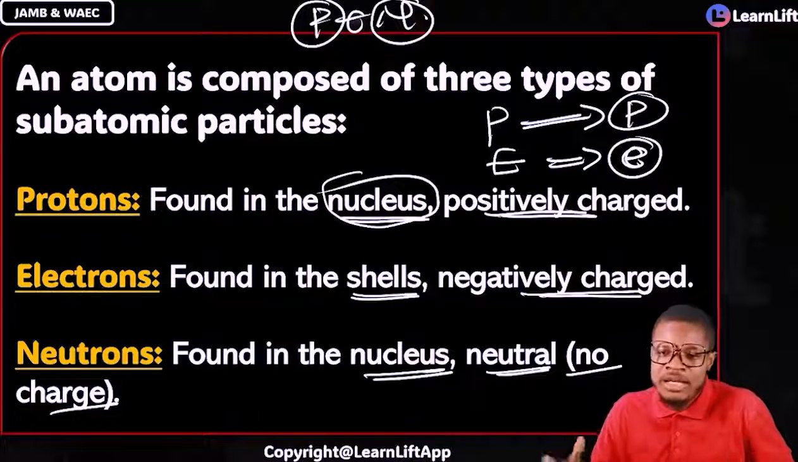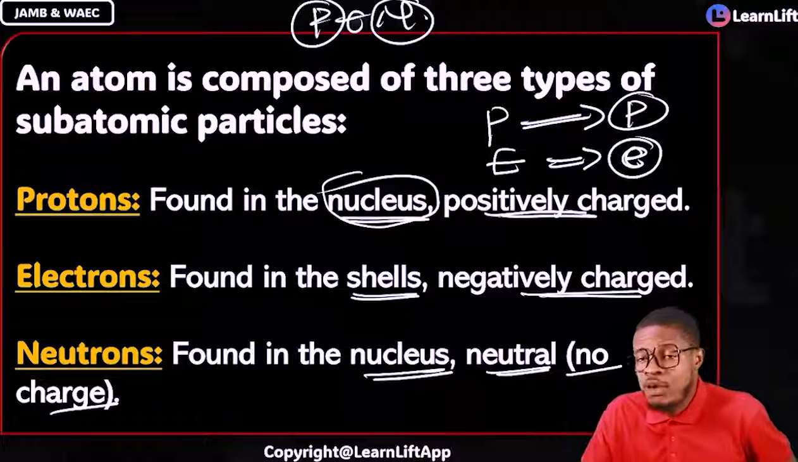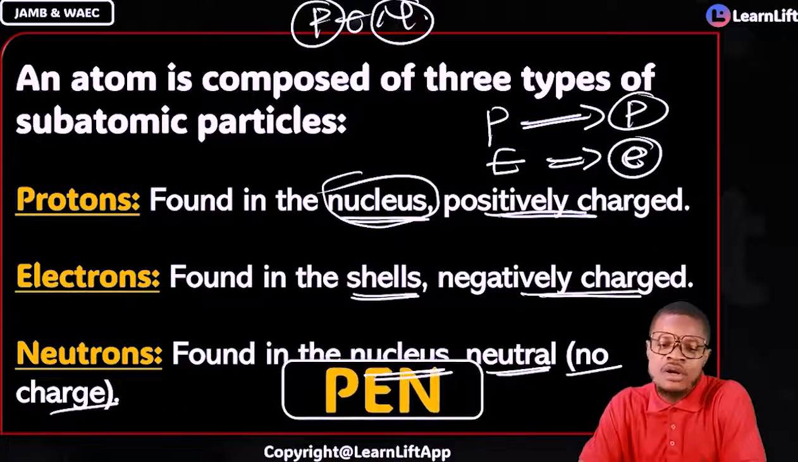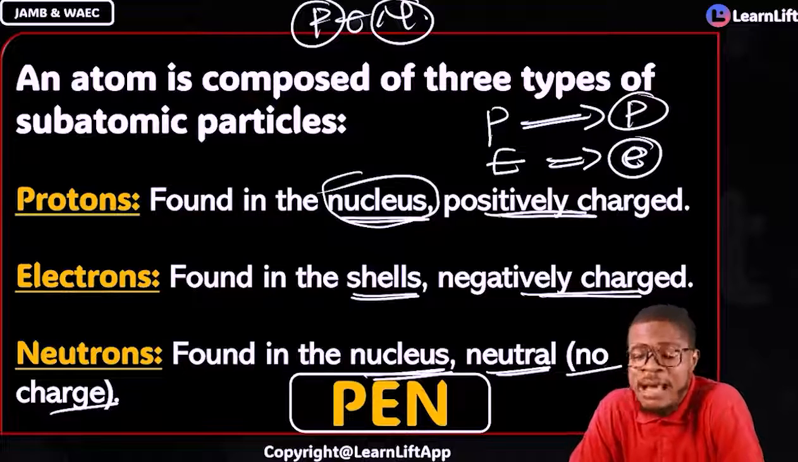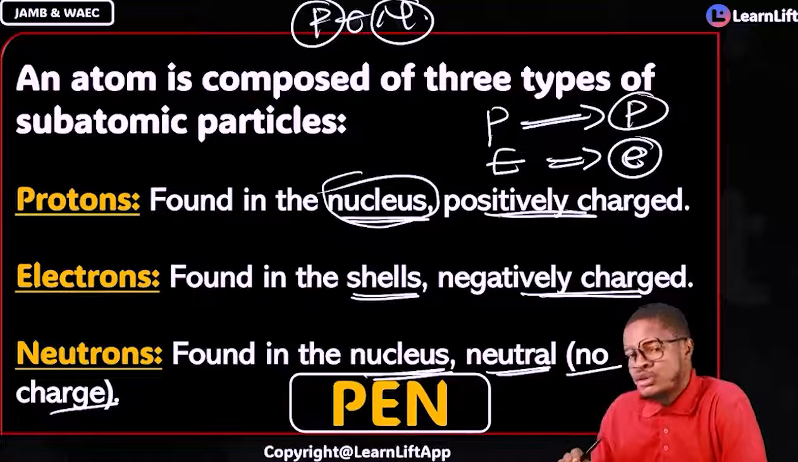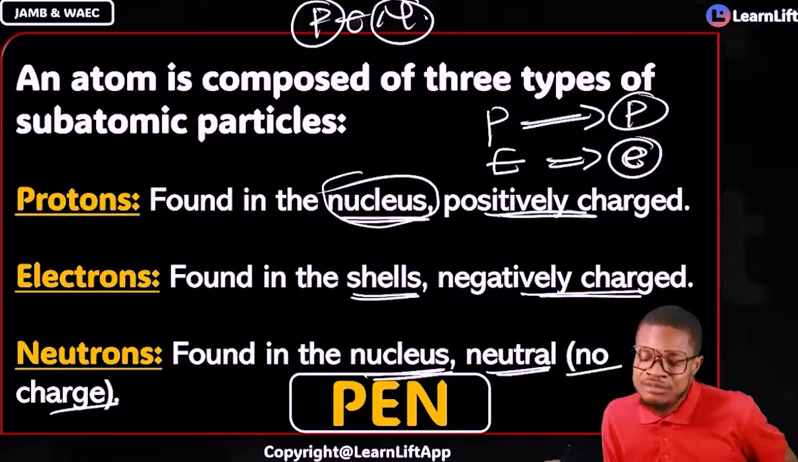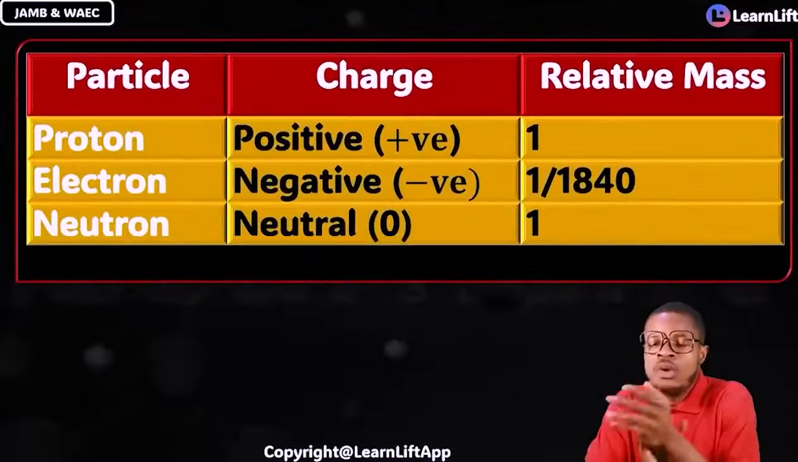Again, the fundamental subatomic particles, how many are they? There are 3 of them. What's the acronym? PEN is the correct answer. Does it make sense? So when you just remember PEN, protons, electrons, neutrons, you already know what to do there, right? Beautiful.